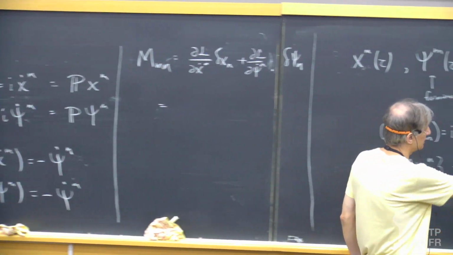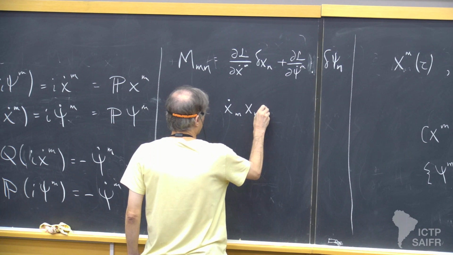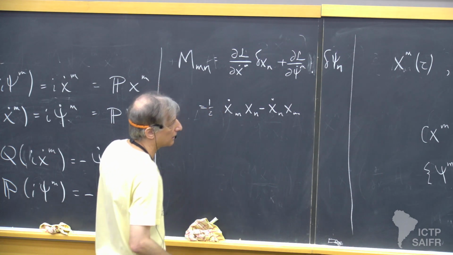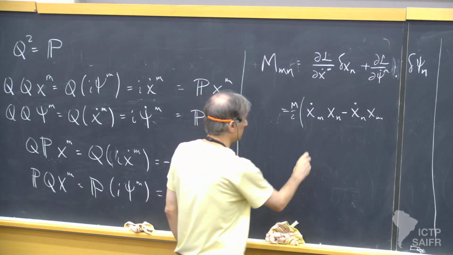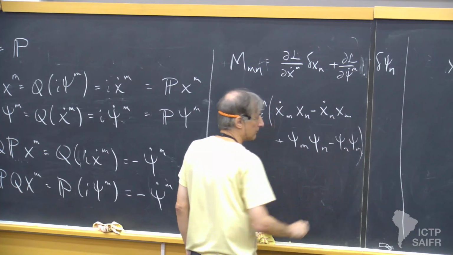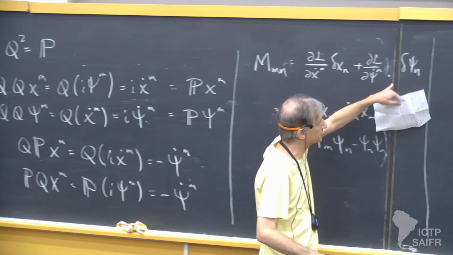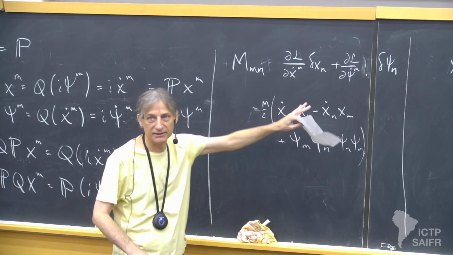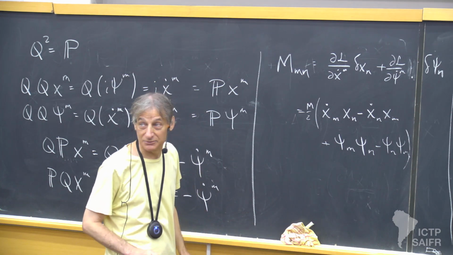So in this case, if you just plug this in here, you find that this is equal to x dot m x n minus x dot n x m, up to factors of 2 probably. It's probably something like this. Probably there's an m here also. And you get a similar contribution from the psi's. It's just because dL over d psi dot is just psi, and the transformation of psi under a Lorentz rotation just rotates the n index in the usual way. Remember, this is not a spinor. Don't confuse this with spinors. Okay? It's a fermion, but not a spinor.